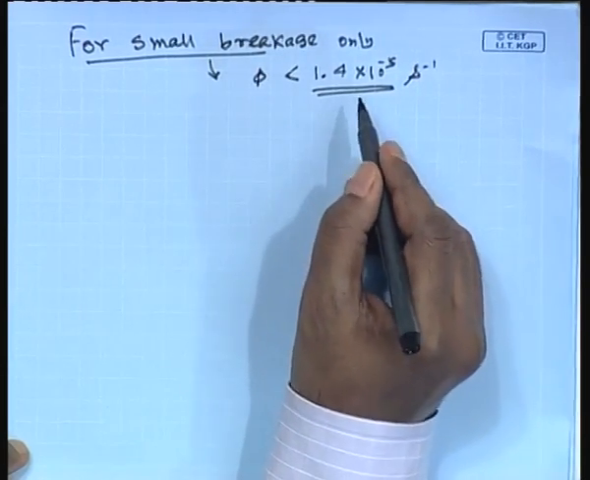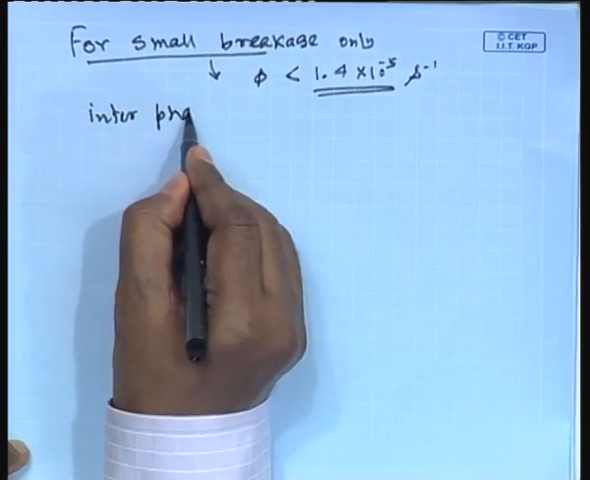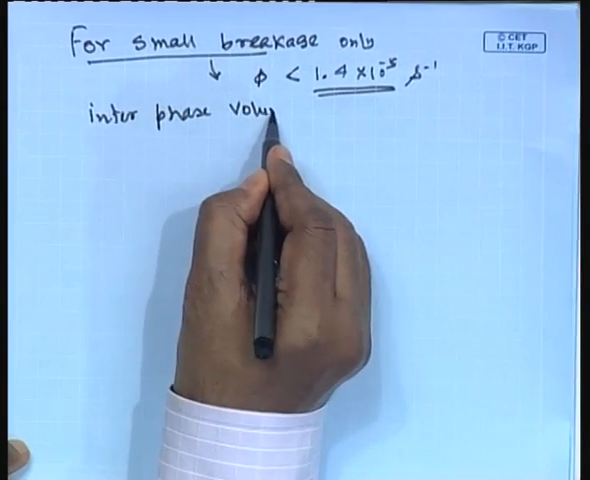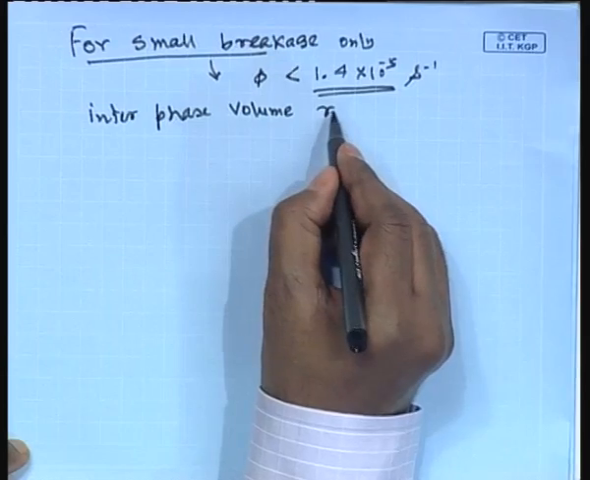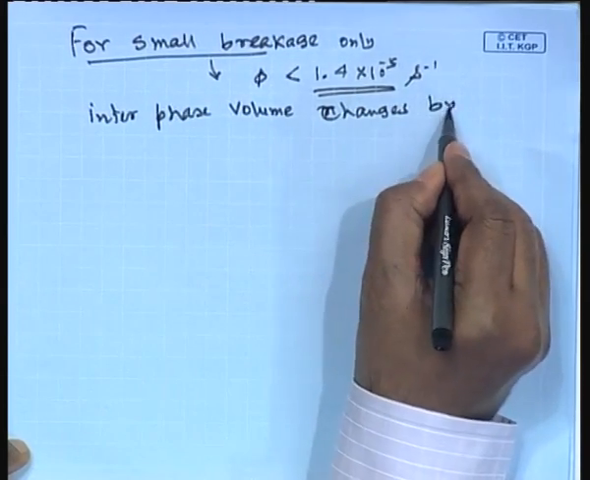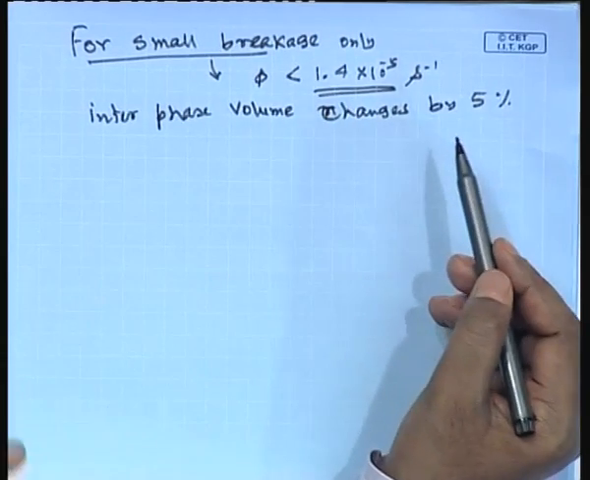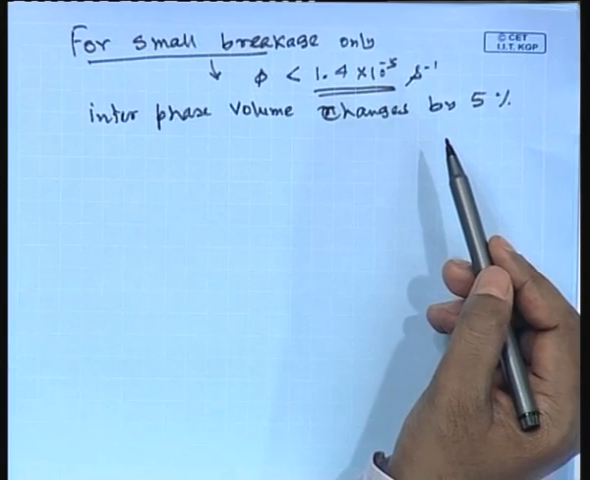You are reaching this value so that the internal phase volume changes, that means reduces, by 5% only. Okay. So, that means if you put this value it will be 5% only. So, we are saying that if there is a change in volume of internal phase by 5%, the change is negligible. Okay.